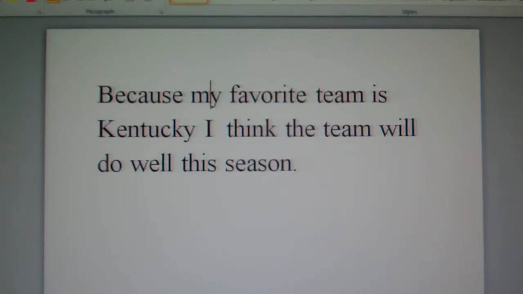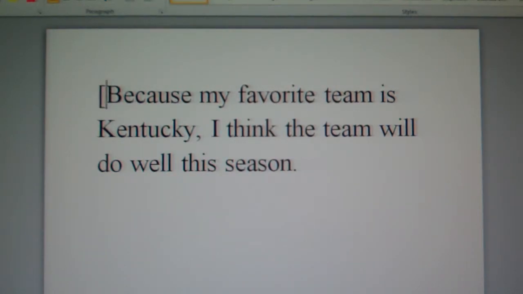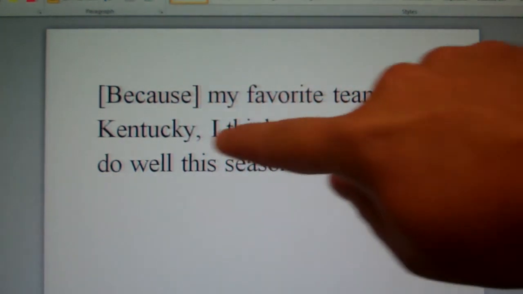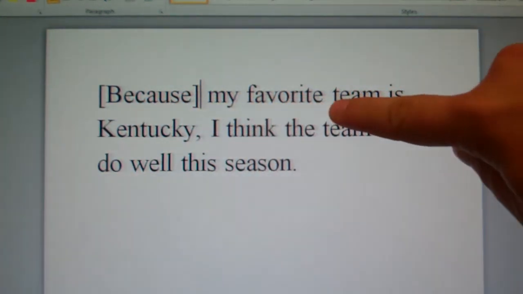"Because my favorite team is Kentucky," note that we need a comma in that case, "I think the team will do well this season." Now this one little word right here changed the whole complexion of the sentence. And when I put that in, it made this structure right here dependent.